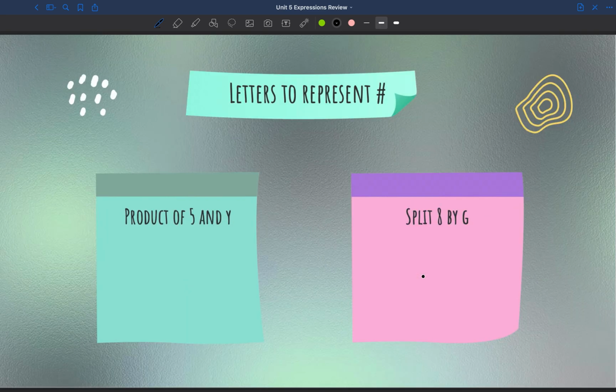Looking on our next slide, it says the product of 5 and y. So the product means to multiply, and we're trying to multiply 5 and y, which we can simplify to be 5y. Looking on our last one for letters to represent numbers, it says split 8 by g. Split means to divide, and we want to divide 8 by g.